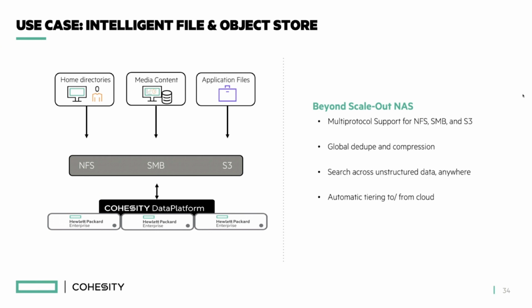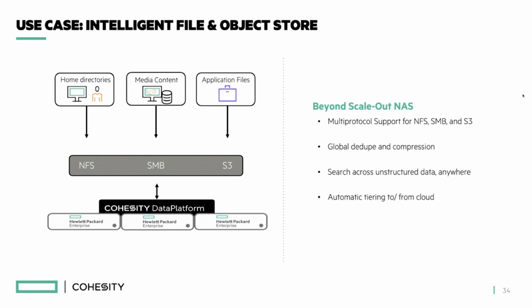Intelligent file and object store. As I said, I was a file guy for years. This is near and dear to my heart. But Cohesity is a great solution today for home directories, media content, non-latency sensitive application files. And when I say non-latency sensitive, what I'm trying to get at is, if you look at the ability to store EDA data, or extremely high transactional I/O intensive NAS, today maybe it's not the right solution, but that generally represents 10% of your data set and not the other 90%. So this is where we really see a lot of growth.